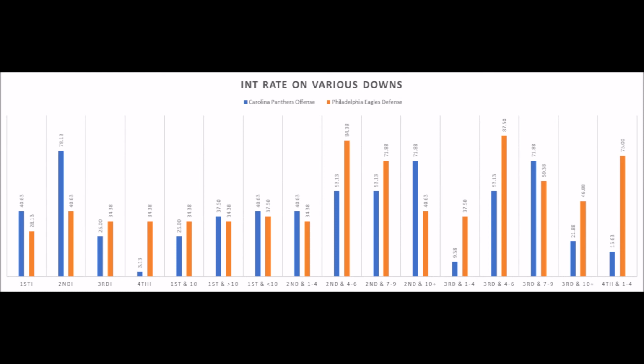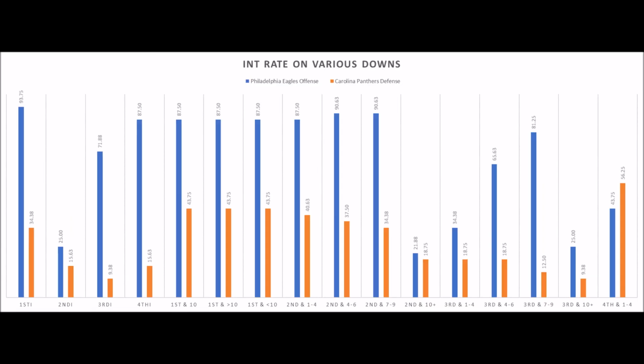Then lastly, we look at the Eagles offense versus the Panthers defense. Most of the interceptions the Eagles have thrown have been on second down, and that's not exactly an area where the Panthers defense does really well when it comes to creating interceptions. In fact, overall, it overwhelmingly favors the Eagles. The Eagles have just not had that many issues throwing interceptions, except for second down. That's the only down and distance where they've had issues in terms of throwing picks and stuff like that.